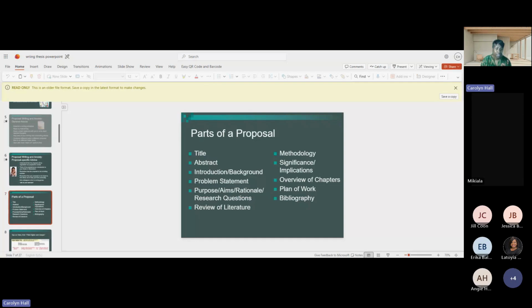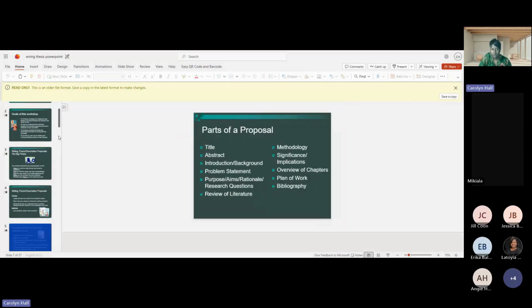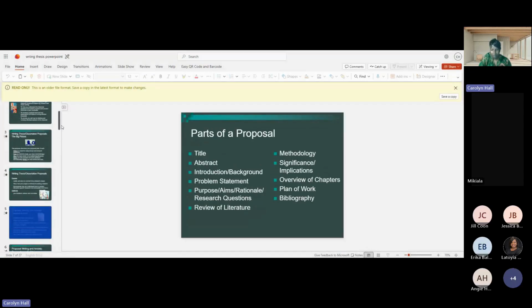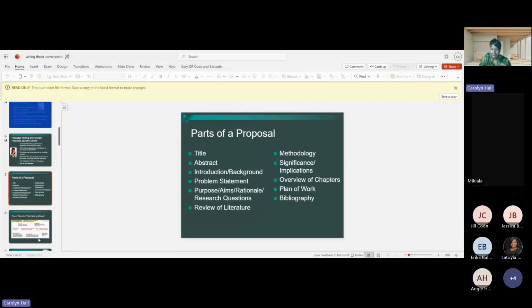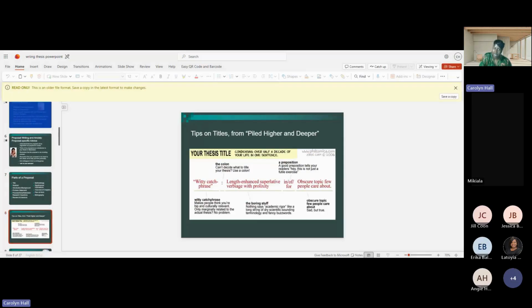So you want to make sure that you have an APA handbook as your best friend, right? Because your documentation matters. It matters as a scholar. You've got to make sure that your sources are documented appropriately. Okay, so those are the parts of your proposal. I think we pretty much covered everything, but did anybody have any other questions about anything we talked about thus far? Any questions?